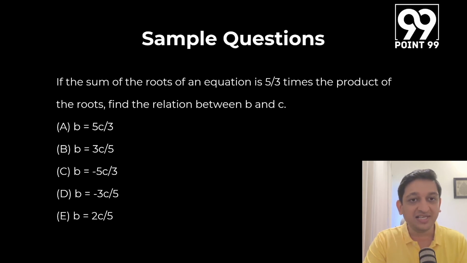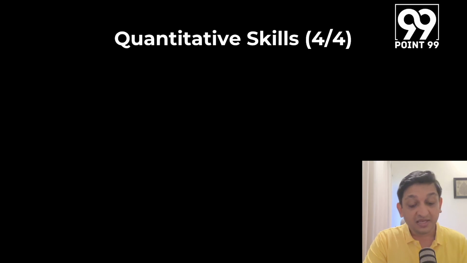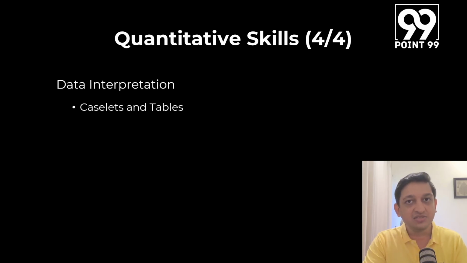So this is one question that we have which talks about the roots of a quadratic equation. And the second thing talks about a harmonic progression. So these are again sample questions that can appear at the NMAT. The last area that we're talking about is in terms of 2 areas that we have. One is data interpretation and the second is data sufficiency. Now data interpretation will involve caselets and tables. So the normal tables, pie charts and so on can appear at the NMAT as well.